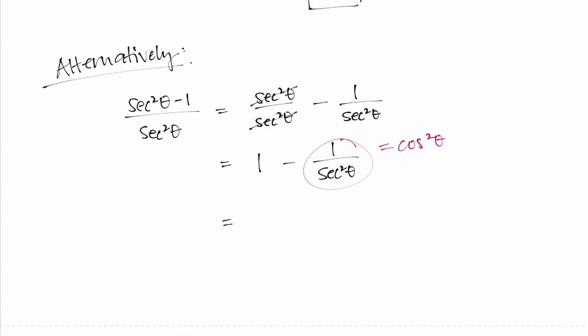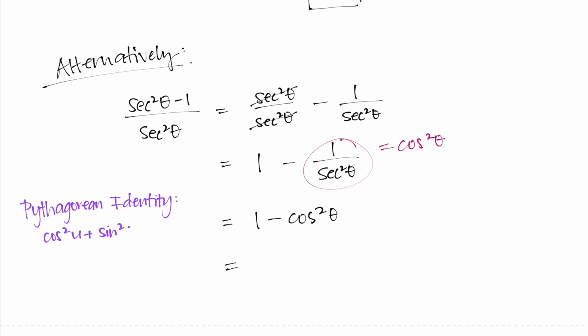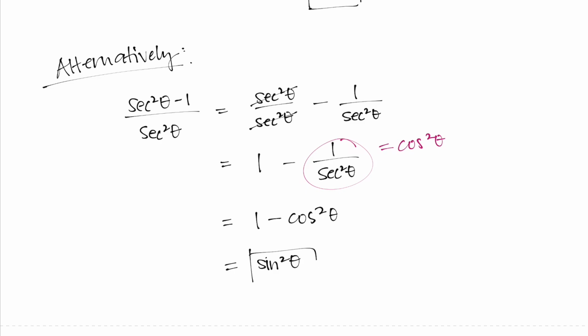So in this case, we're going to say that that's equal to 1 minus cosine squared theta. And now we're tapping back into the Pythagorean identities, where cosine squared u plus sine squared u is equal to 1, which we can also write as sine squared u plus cosine squared u is equal to 1. So we could use this to say that 1 minus cosine squared theta is equal to sine squared theta, which is, again, the right-hand side of the equation that we were looking for. So we took the left-hand side and changed it into the right-hand side, and that's how we used a different method to verify, yet again, this trigonometric identity.